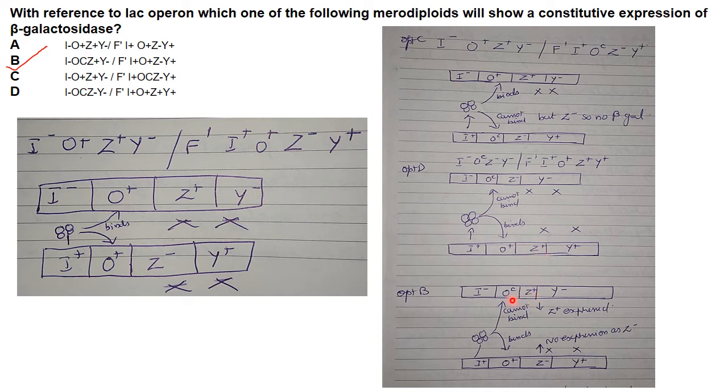But if you see option B, the operator is constitutive, the repressor is not produced in this half, and Z plus is expressed. It is Z plus, so that means beta-galactosidase will be expressed. The other half will be I plus, where the repressor can bind to the operator and there will not be expression of the structural genes, and moreover it is Z minus. So the answer here is option B.